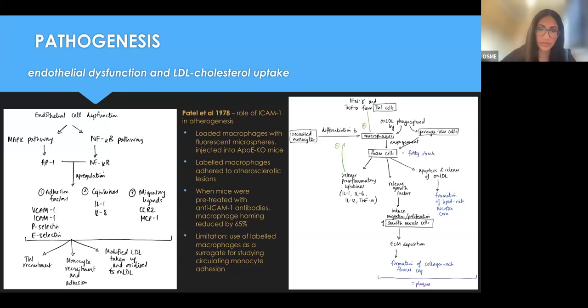Obviously, a limitation of the study was using macrophages as a surrogate for studying circulating monocytes, because macrophages don't circulate, as you know. And they said that they weren't able to inject monocytes themselves with these fluorescent microspheres because they have poor phagocytic activity.